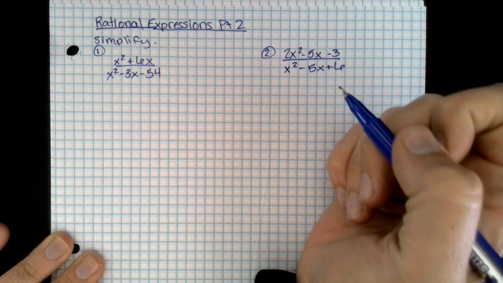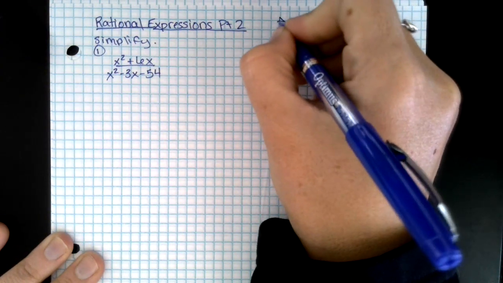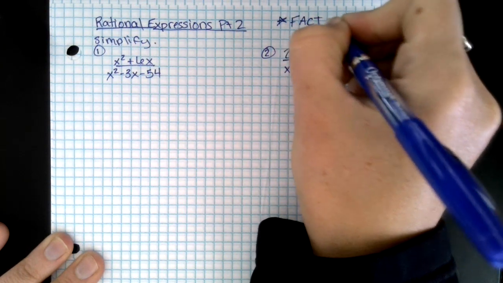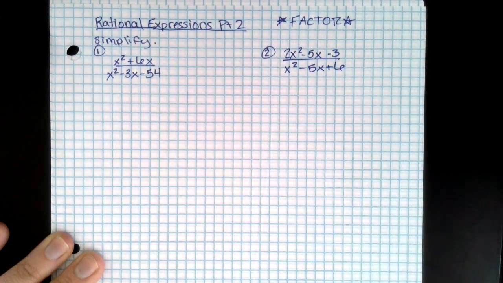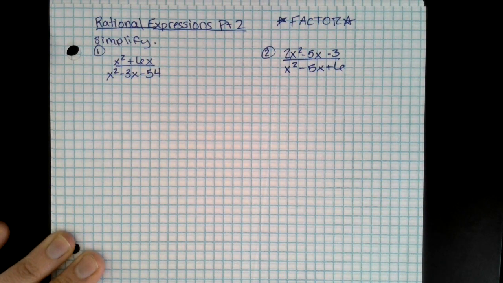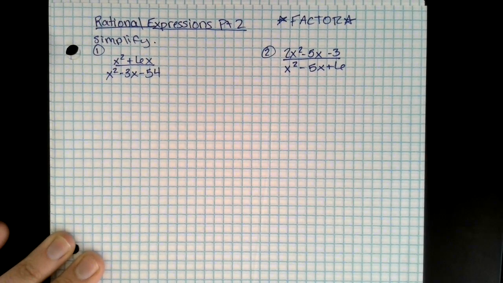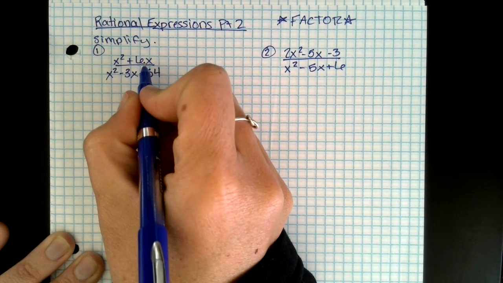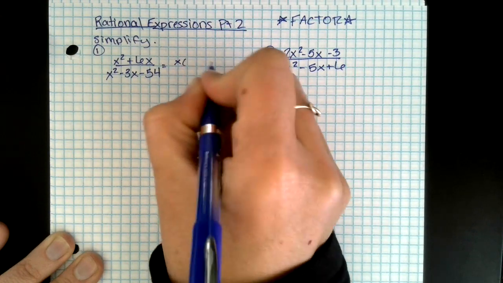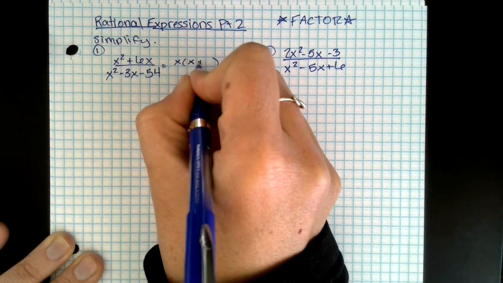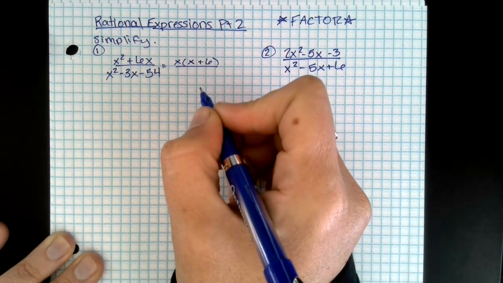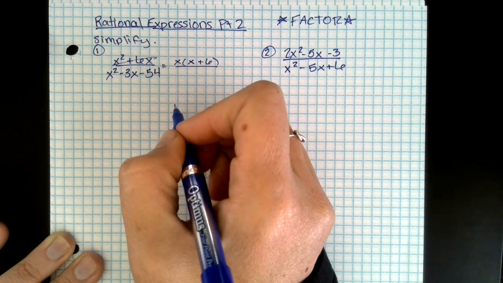So if you remember, for simplifying, and this actually goes for all of these problems, your very first thing that you want to do is factor all of your expressions. So the key to these is factoring. Because once you factor, anything that you have alike on the top and bottom, you get to cross out. So with the top, I'm going to take out a GCF, which is x. And if I take an x out of each of these, I have x plus 6 left. So that's what the top looks like now.